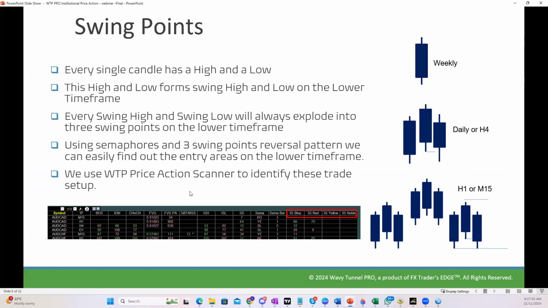Now, this is what I was just showing you in TradingView. This is your weekly time frame, the swing high and the swing low of the weekly candle. When you go to the daily or 4-hour time frame, you will find a swing high pattern right up here and a swing low pattern right up here.